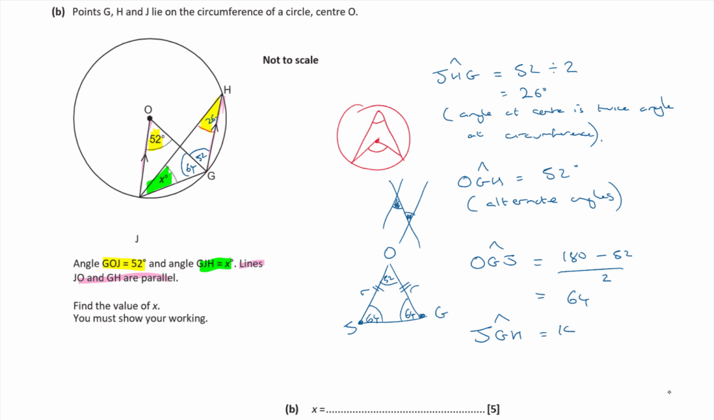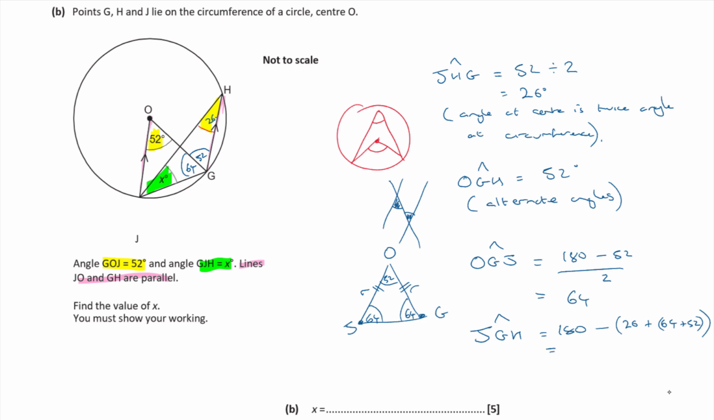So if I take 180 and I take away the two other angles in the triangle, one of which is 26, and the other which is the combined angle of 64 and 52, isn't it? So 64 plus 52 added together. That's my two angles then, isn't it? If I add those together and take it away from 180, I'll be left with X.